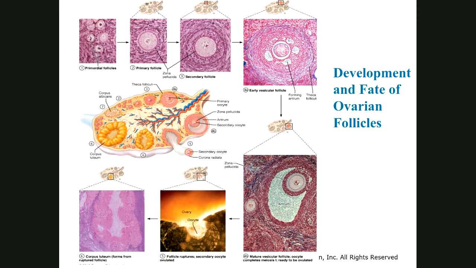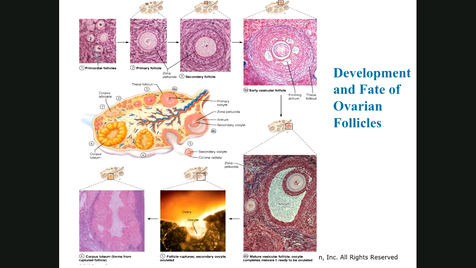A liquid will start accumulating between the granulosa cells, forming early vesicular follicles. So this starts coming in. The antrum is a large cavity that is formed when all the fluid coalesces. So we have here a pre-antral vesicle, and now we have an antral vesicle, with a big antrum cavity full of fluid. That's the antrum. See, it starts forming those antrum.